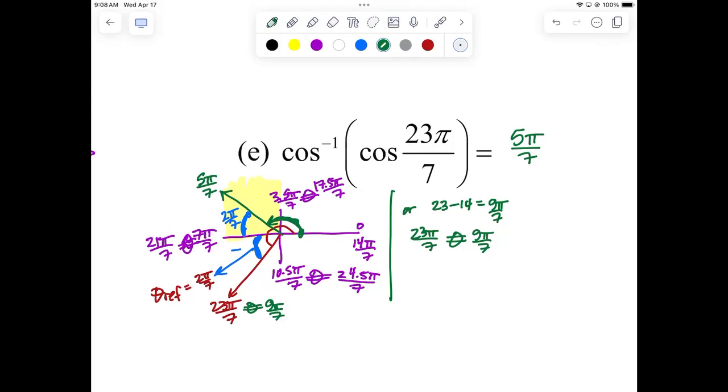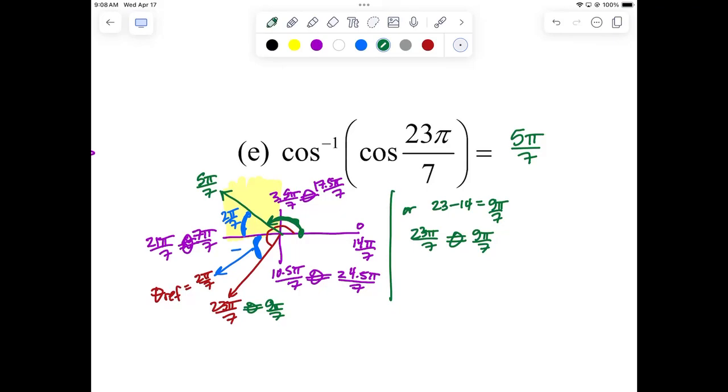2 pi sevenths is the reference angle. You can do it one of two ways. You're counting by 3.5 pi sevenths, so you can just keep going. It's more than one rotation, right? So if you go around one time, you get 14 pi sevenths. You can keep going: 17.5 pi sevenths, 21 pi sevenths, 24.5 pi sevenths, and that tells you 23 pi sevenths lives in quadrant 3. How far is it from 21 pi sevenths to 23 pi sevenths?